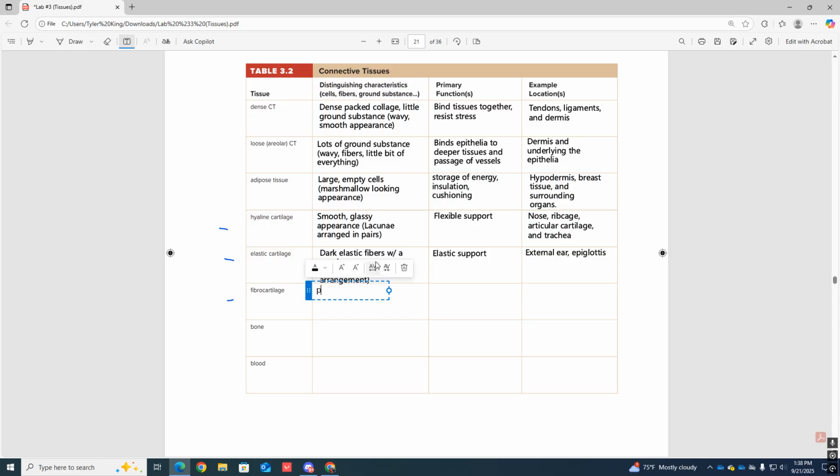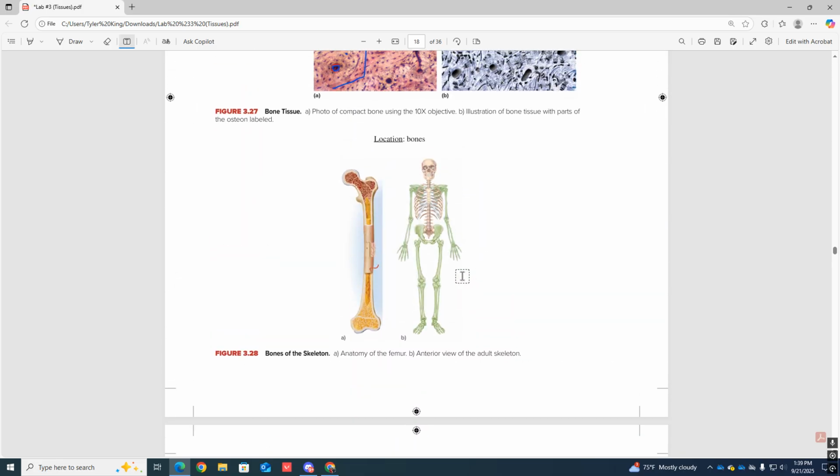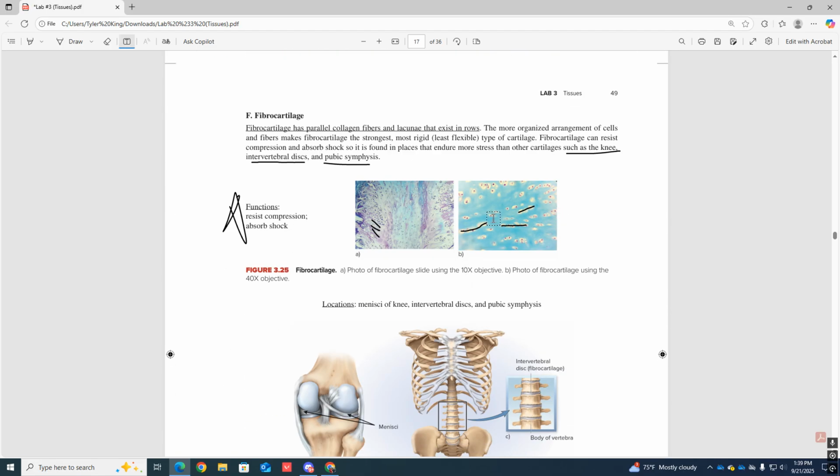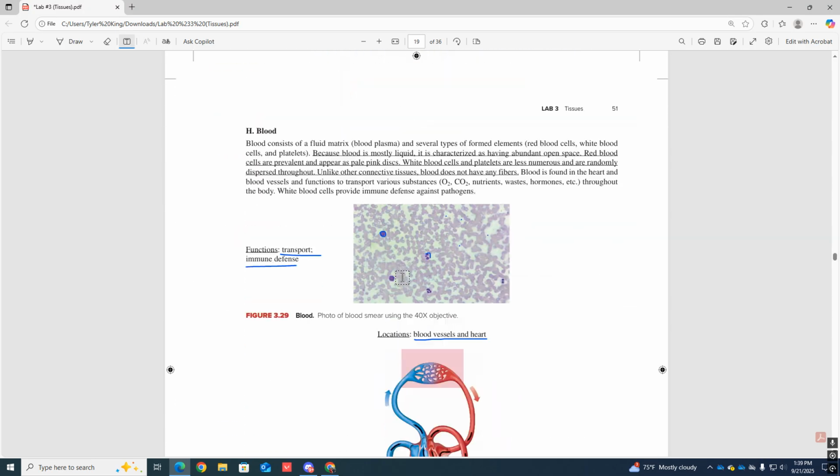Fibrocartilage has parallel collagen fibers that exist in rows. The same thing with the lacunae. Lacunae exist in rows. And we saw that up here in this picture. The lacunae existed in rows. Yep. Bang, bang, bang, bang. The rows of those black lines in the pictures there, okay?